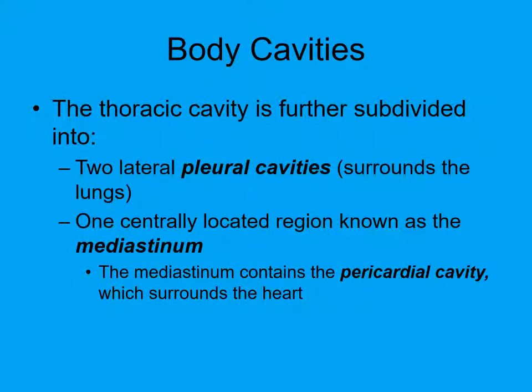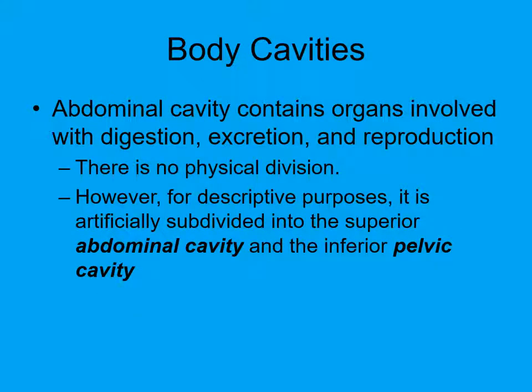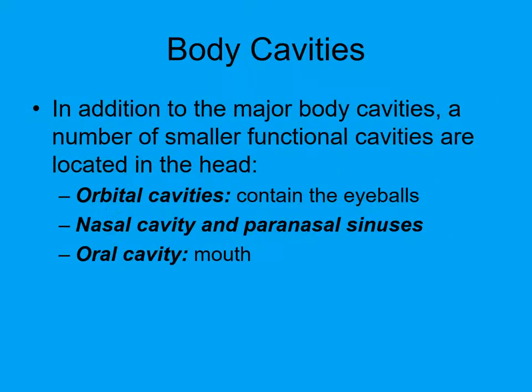Your thoracic cavity, we love to organize and subdivide things, so it can also be subdivided into the two pleural cavities. Pleural means it's going to be surrounding the lungs, and then in the middle between those two will be a region that's known as the mediastinum, and it contains the pericardial cavity. That's what surrounds your heart. The abdominal pelvic cavity is often divided into abdominal cavity and then the pelvic cavity that is below it, but there's no sharp physical distinction between them.